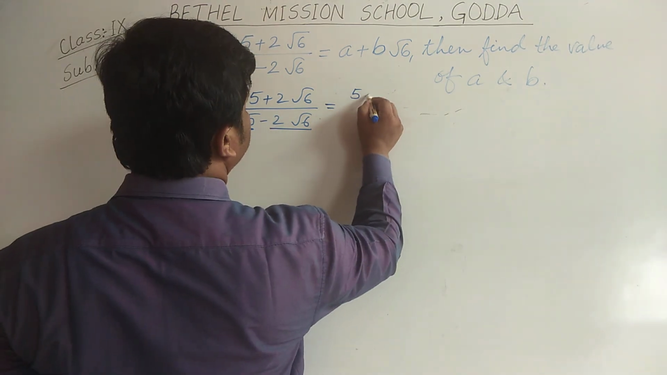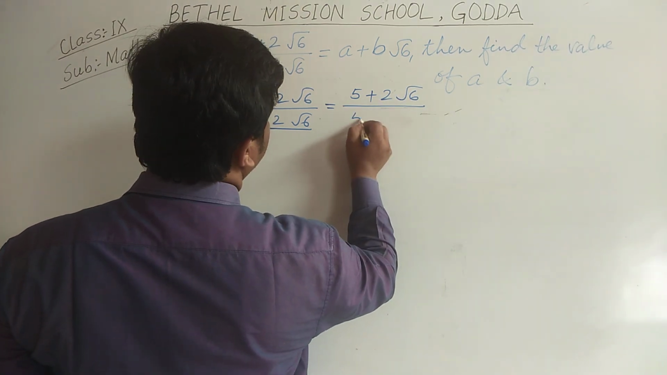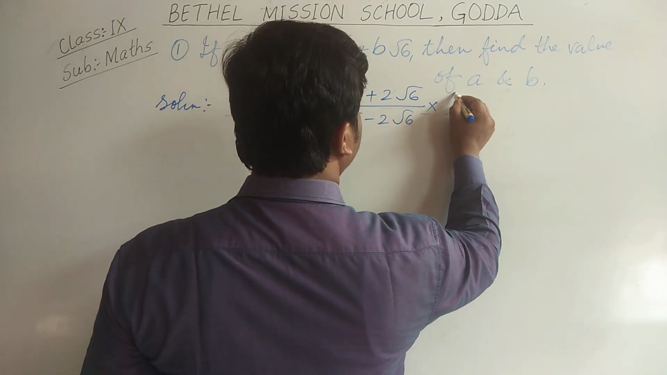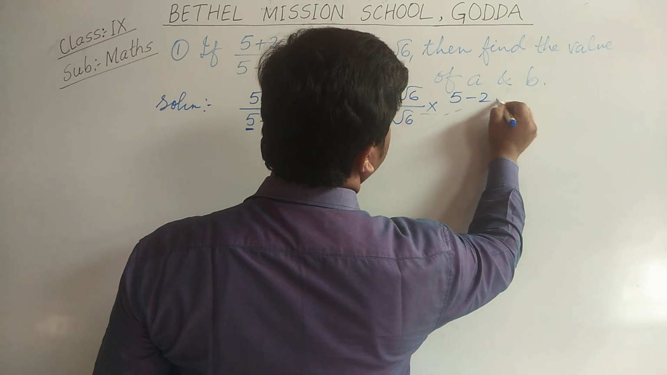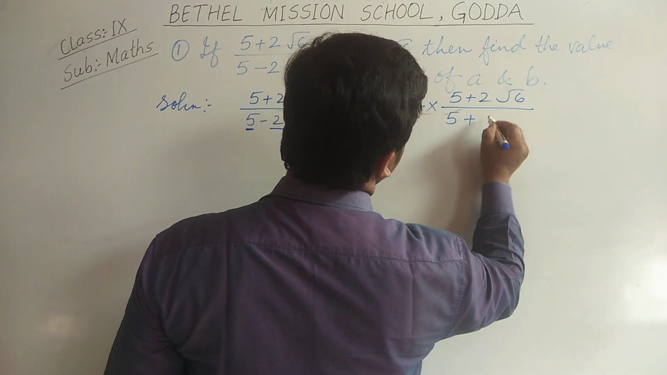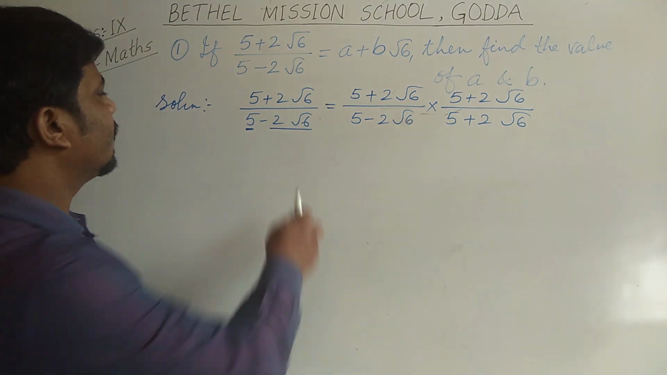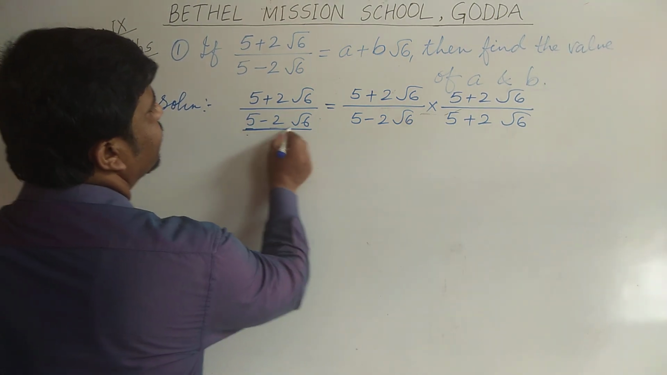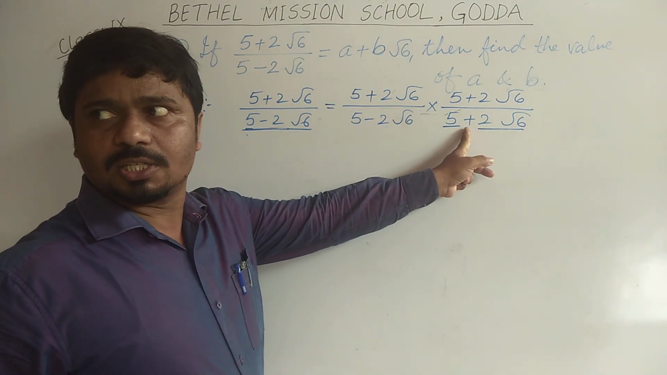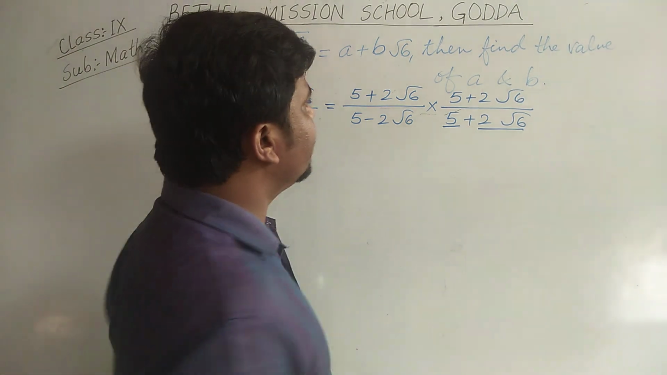So it will be (5 + 2√6)/(5 − 2√6) into (5 + 2√6)/(5 + 2√6). You can see here the digits are the same. I multiplied the denominator with the same digits, but I took the sign different. Here the sign is minus and I took the sign here plus, meaning the opposite sign.